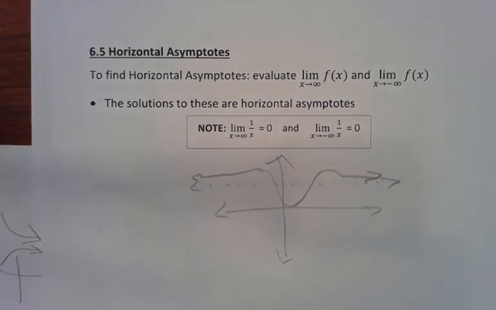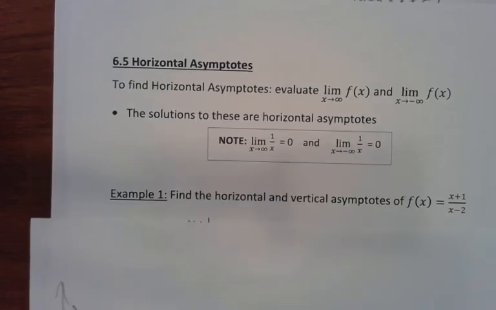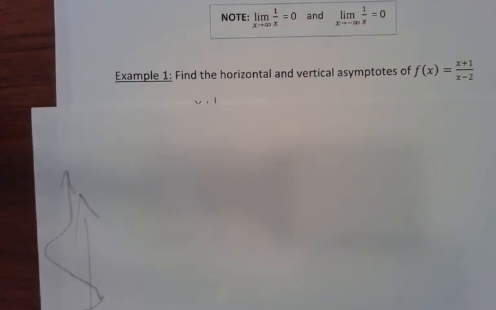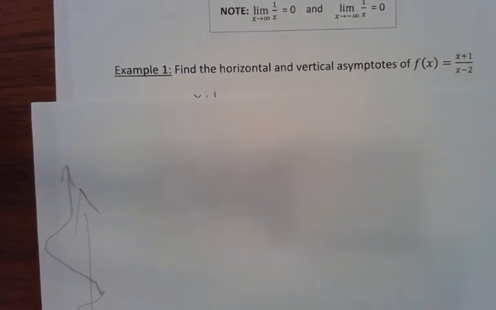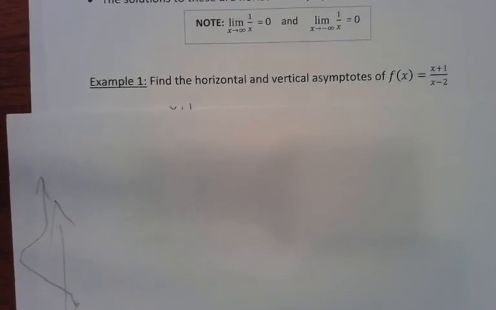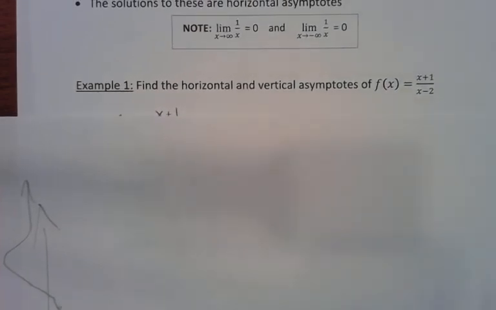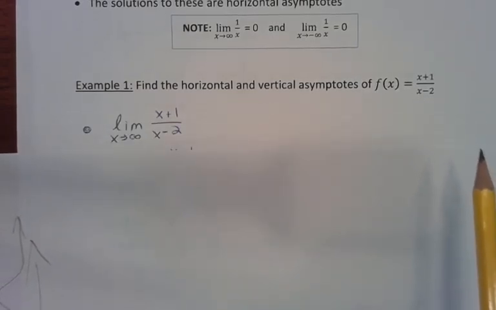So let's take a look at this. Let's find the horizontal and the vertical asymptotes of this function. Taking a look, actually I'm going to center this a little bit more. Go on over here. Taking a look, x is equal to 2. That's going to be a vertical asymptote. So let's do the horizontal asymptote first.